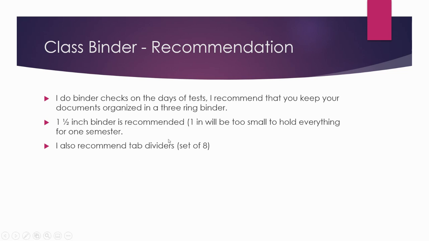I do recommend tab dividers. A set of 8 is ideal. Numbering them with the chapter numbers is most useful. We're going to be covering chapters 1 through 5, but you can number them as you go. So right now you might have general information, chapter 1, and possibly chapter 2.